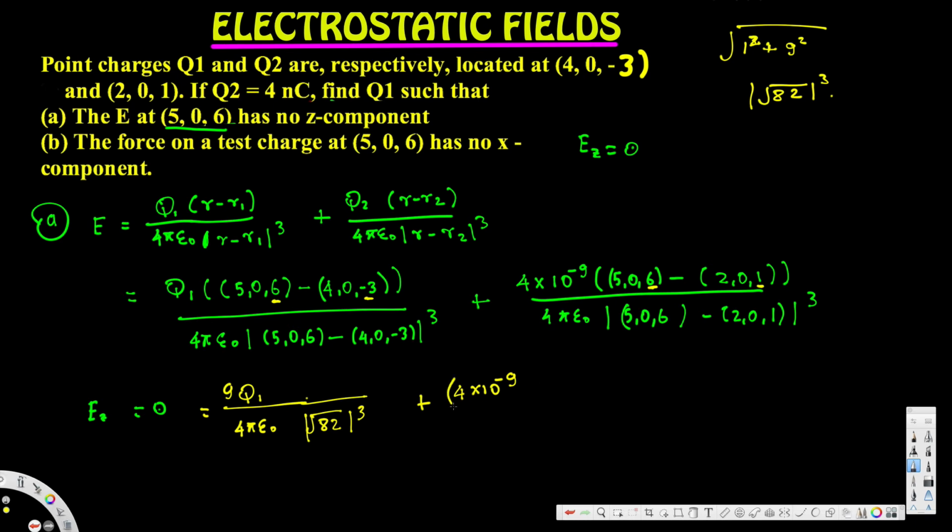Q2 is 4 times 10 to the power minus 9. We already put that one because we already have that information. And times 5 divided by 4 pi epsilon naught. Now for this one, 5 minus 2, that's 3 squared, plus 0 minus 0, plus 6 minus 1, that's 5 squared, square root. So 3 squared is 9, 5 squared is 25, 25 plus 9 is going to give us 34. So the square root of 34.